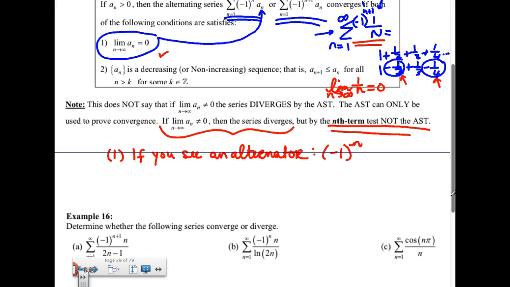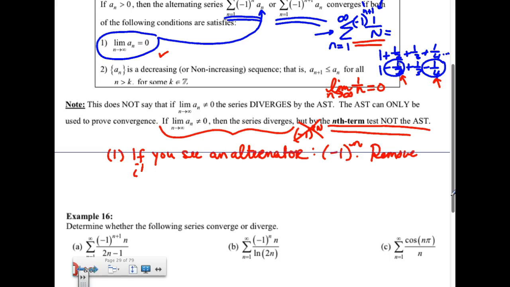-1 to some power. Maybe it's n plus 2, n plus 1. By the way, -1 to the 2n is not an alternator. So be careful with that, because -1 to the 2n is going to be 1 for all n. It won't cause alternating. So make sure it truly is an alternator. But if you see an alternator, remove it.